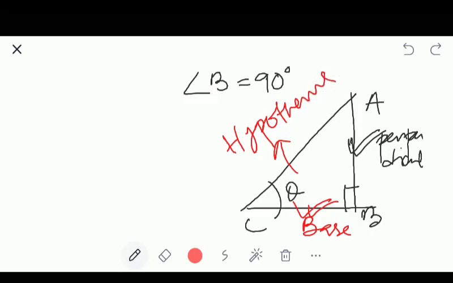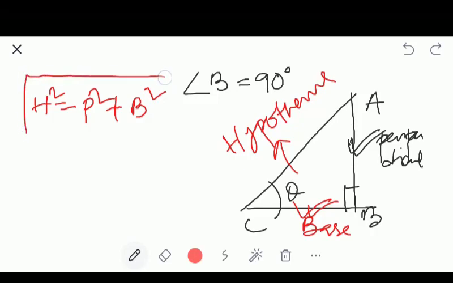So what property does a right triangle follow? It follows the Pythagoras theorem. According to the Pythagoras theorem, h square is equal to p square plus b square, where h is the hypotenuse, p is the perpendicular and b is the base. That theorem will be followed in a right angle triangle, right? Now what is the function of trigonometry here? Here the theta should be taken for different kinds of ratios.